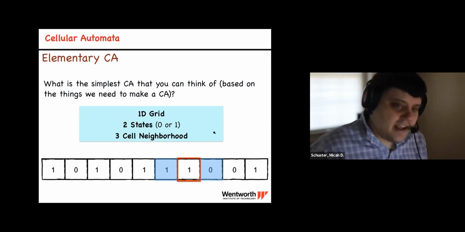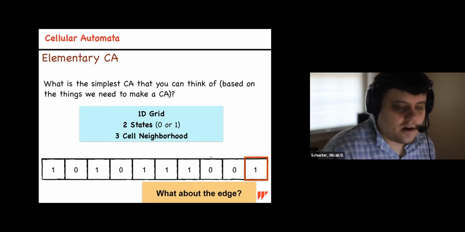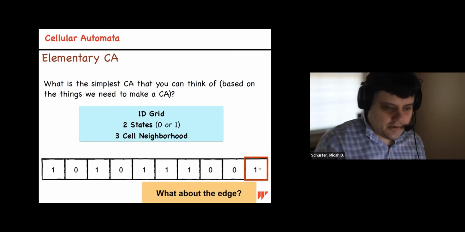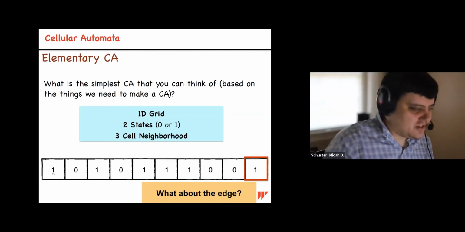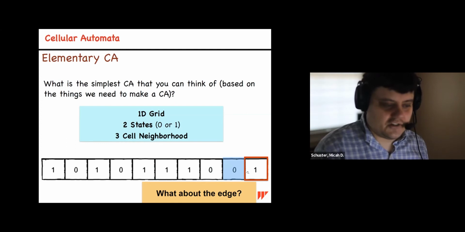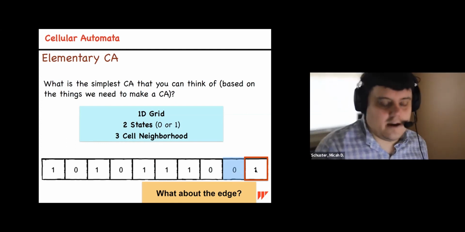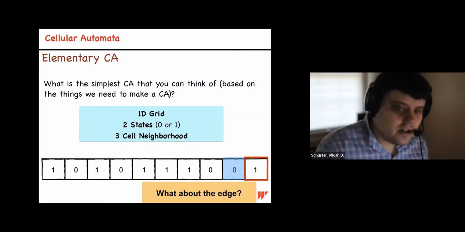There are some questions to answer about this. I just picked one of these cells in the middle here, but what if I picked one on the edge? What if I pick this one? Well, there is no right neighbor here. Just like on the other side, there is no left neighbor. So if I drew the neighborhood, it would look just like this. We'd have the 0 to the left and the 1 in the center and then nothing to the right. So what about the edge? That's something we'll have to think about.